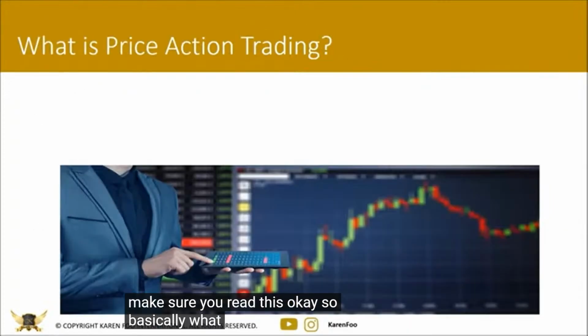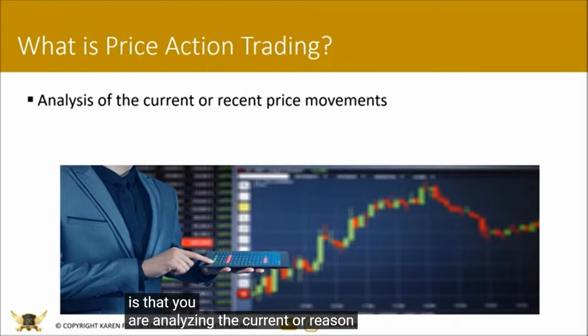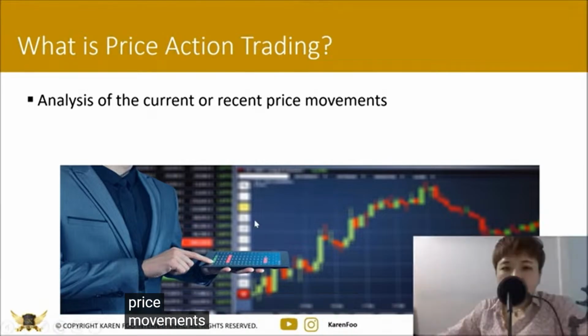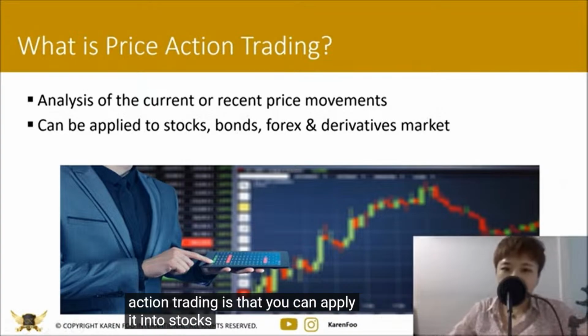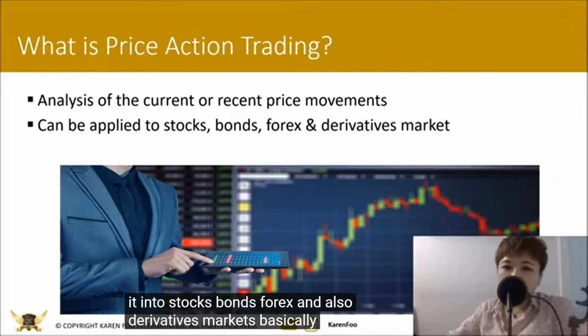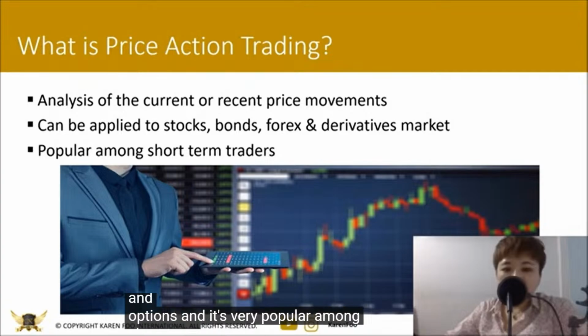Okay, so basically what is price action trading? What you are doing is that you are analyzing the current or recent price movements. And the good thing about price action trading is that you can apply it into stocks, bonds, forex, and also derivatives markets, basically futures and options. And it's very popular among short-term traders.